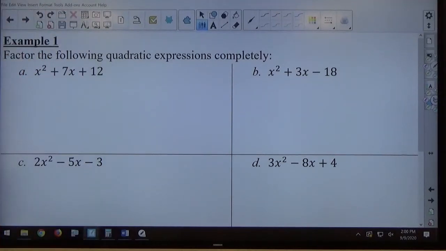Okay, so example one, there's part A, B, C, and D. All of it's just factoring. A and B pretty much work similarly to each other. C and D kind of work similar to each other.